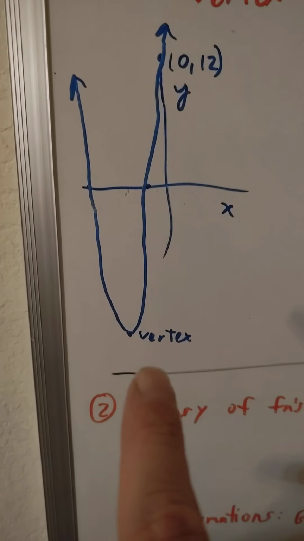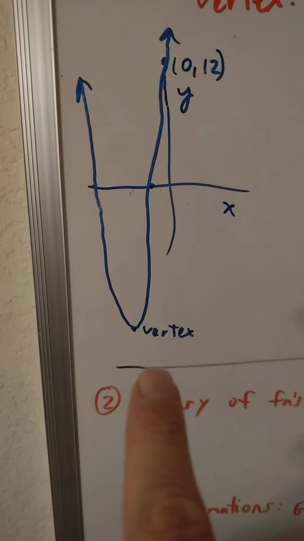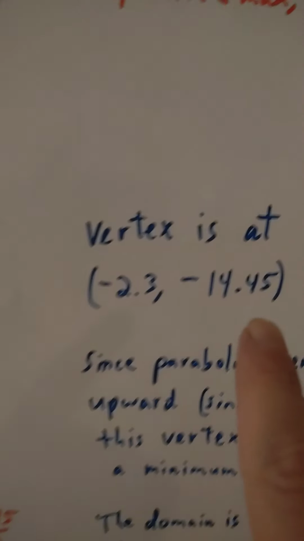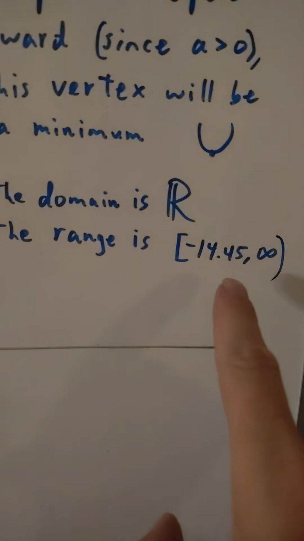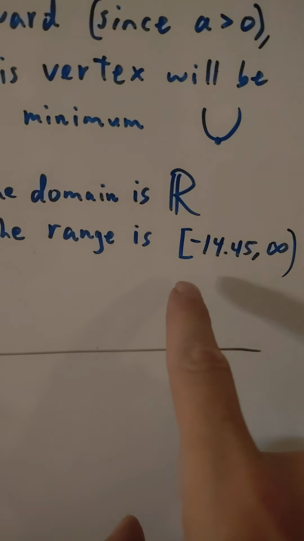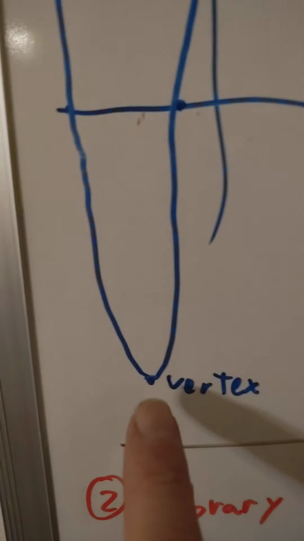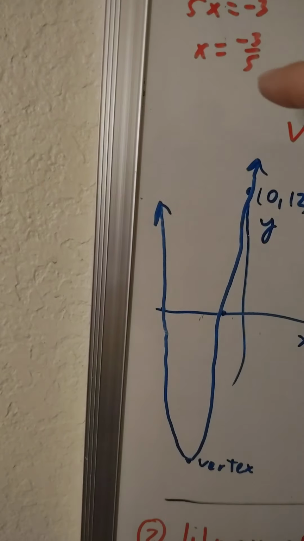So what's the range going to be? Think of extremes. The range is the y-axis. What's the lowest y-coordinate? I should have labeled the vertex. But isn't the y-coordinate of the vertex negative 14.45? So the range is going to be negative 14.45 to infinity. Use a square bracket for negative 14.45 because that is a point on the graph. And isn't the parabola going up forever, so that's why it's going toward infinity.